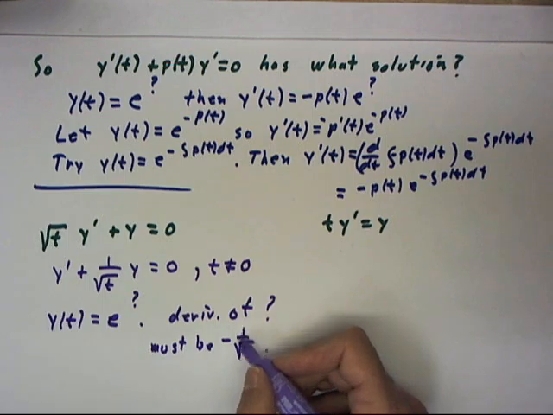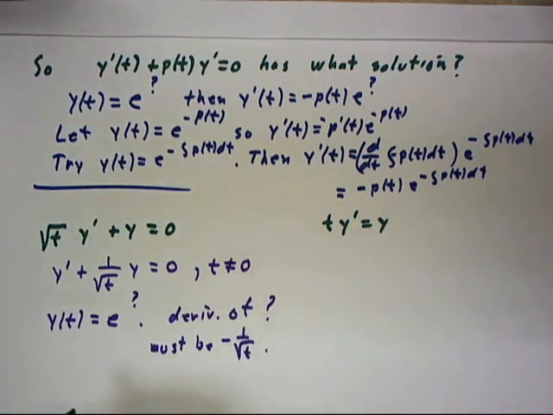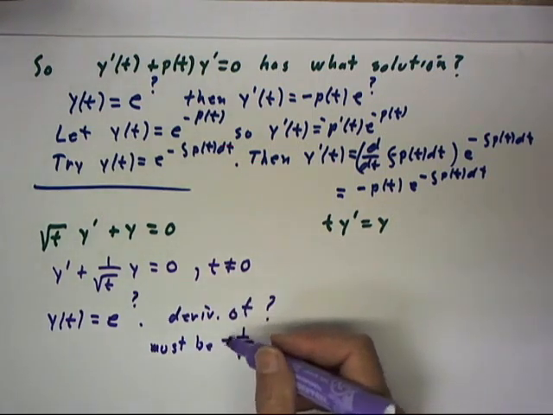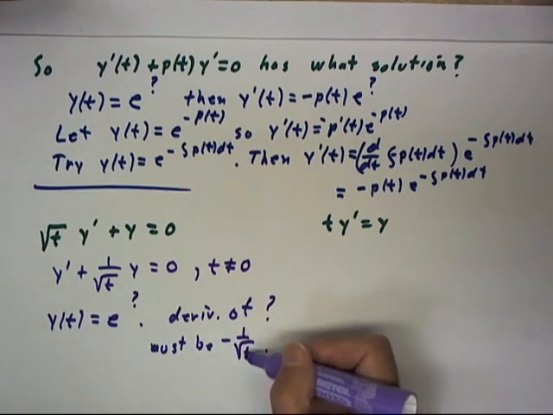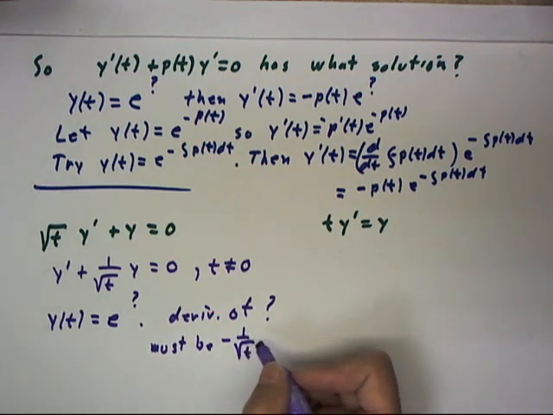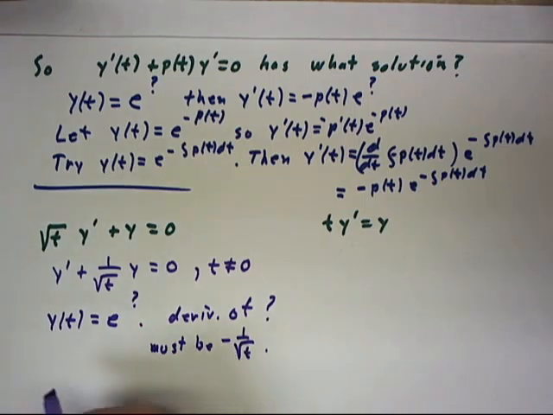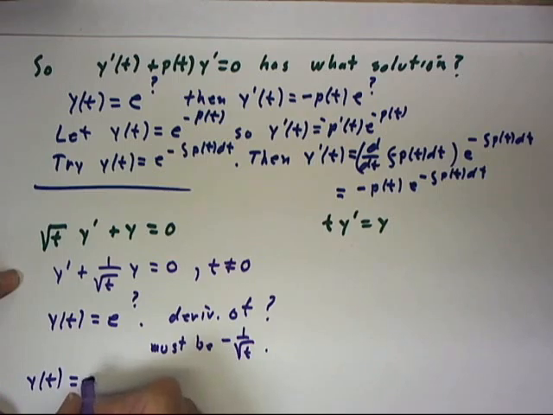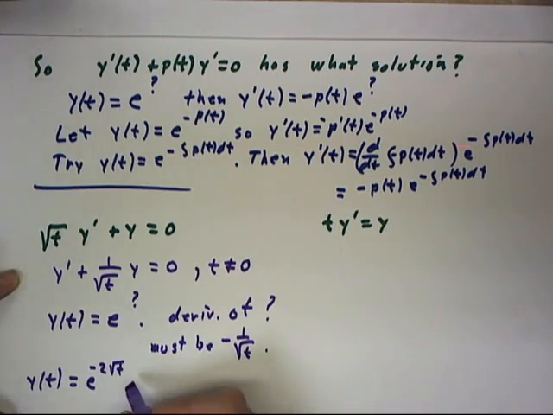Now we can integrate 1 over the square root of t and determine this, but I'm simply going to assume that everybody can find the fact that the integral of 1 over the square root of t is, well, if we take the derivative of the square root of t, we get 1 over 2 square root of t. So it's going to be 2 times the square root of t. Okay, so that y of t is going to equal e to the negative 2 square root of t.